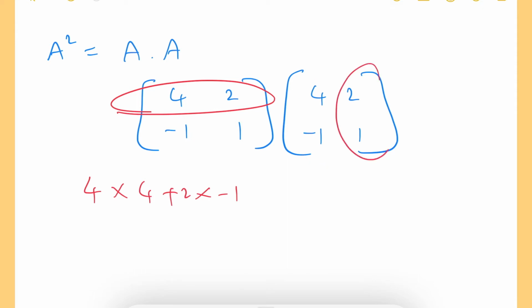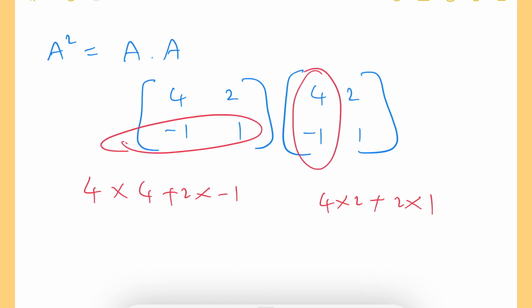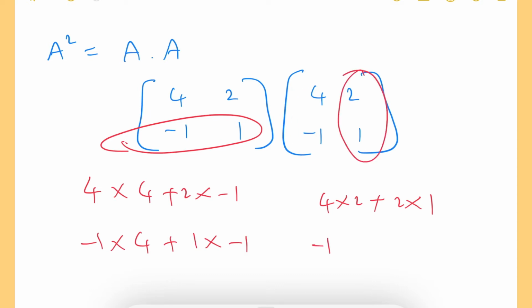Next, first row multiplying with the second column: 4 into 2 plus 2 into 1. First row completed. Now let's move to the second row. Second row multiply with the first column: minus 1 into 4 plus 1 into minus 1. Next, second column: minus 1 into 2 plus 1 into 1.